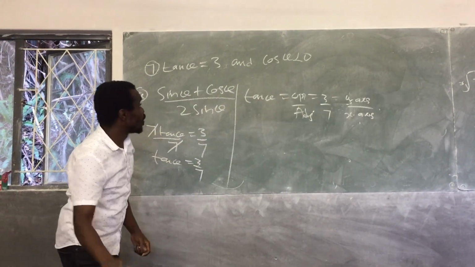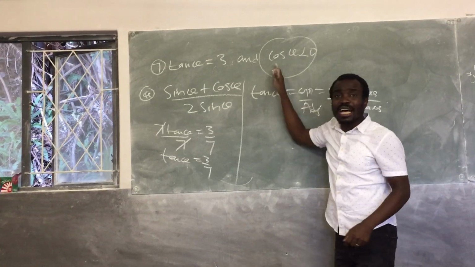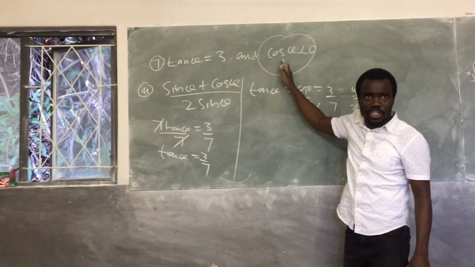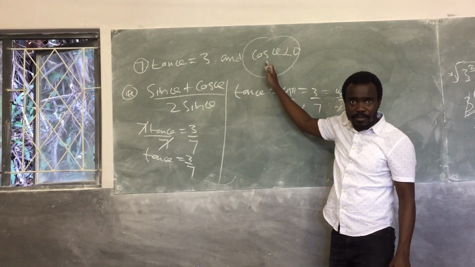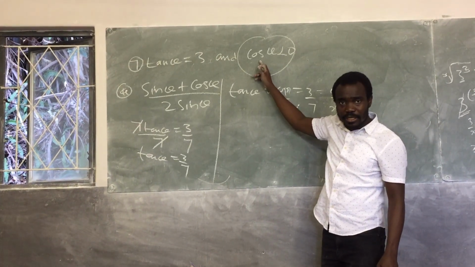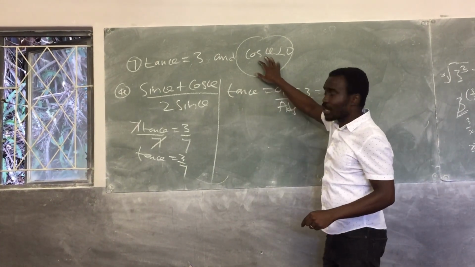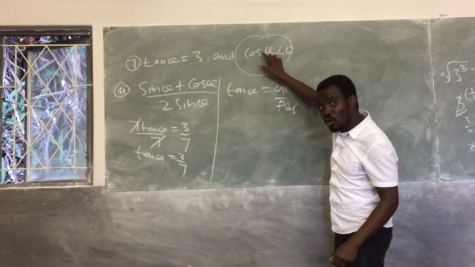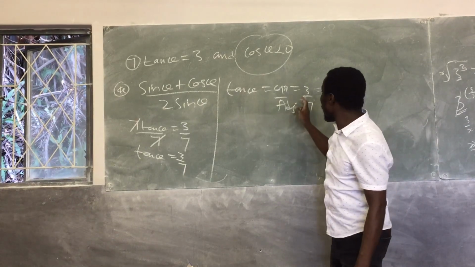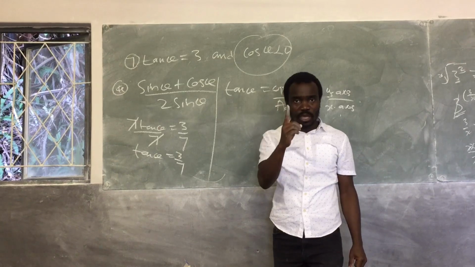Now let's look here. You see here they said that cos theta is less than 0. That means that this becomes your restriction. Do you understand? This restriction is given to us. If this restriction was not given to us, then this one was going to go in which quadrant? 1. Because all ratios are positive.